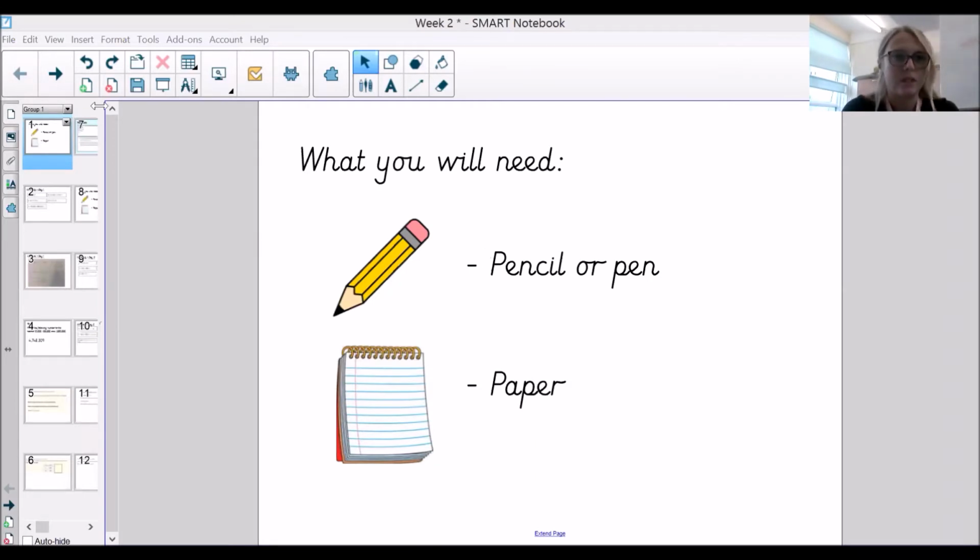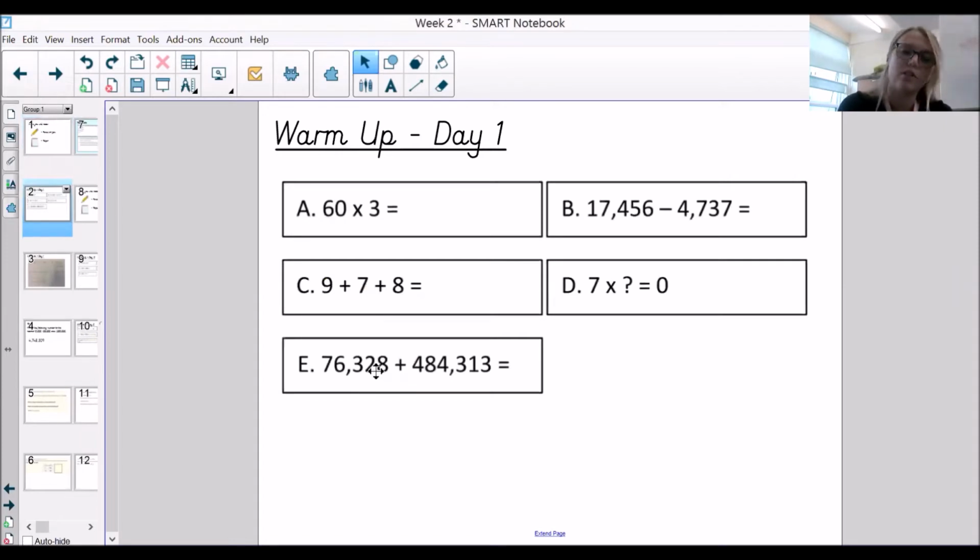Okay, so warm up, day 1. You have got 5 questions again, same as last week, but obviously they're different questions. Give yourself 5 minutes max to have a really good go at these, and then we are going to go through them in quite a lot of detail today, so you know what you're doing for the rest of the week. So pause the video now, give yourself 5 minutes, have a go, and then join me in a second and we'll go through the answers.